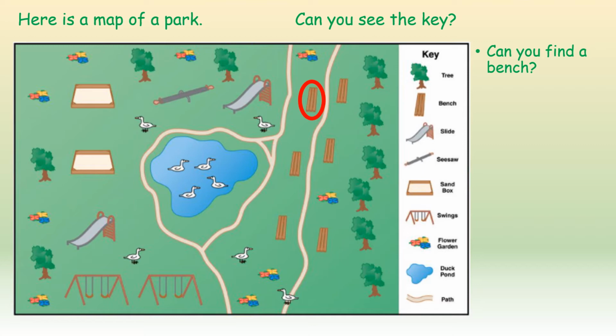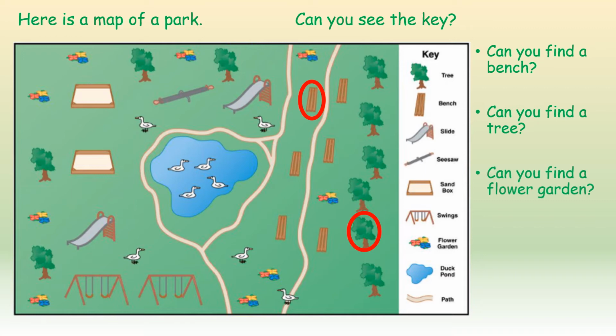Now use the key to help you find a tree. Can you find a tree that is on the map? Well done. I looked at the key and I saw that this symbol represents a tree. So that means that that is a tree. Use the key to help you find a flower garden.